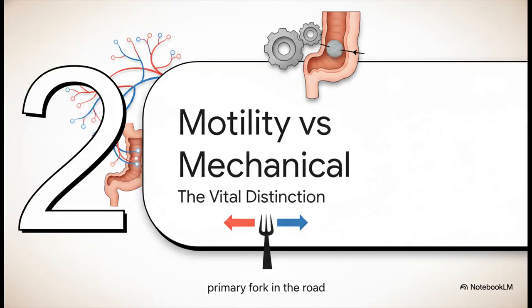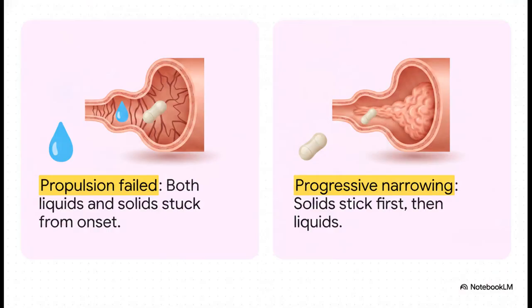Moving on to Section 2, motility versus mechanical obstruction. Okay, this brings us to the primary fork in the road. And honestly, this is the single most important distinction in our entire diagnostic framework. You've got to ask the patient about their timeline with liquids versus solids. Think about the physics of swallowing for a second. Liquids are incredibly easy to swallow, right? So, if a patient tells you that both liquids and solids back up immediately, right from day one, well, the swallowing muscles themselves have failed. The propulsion system is completely broken.